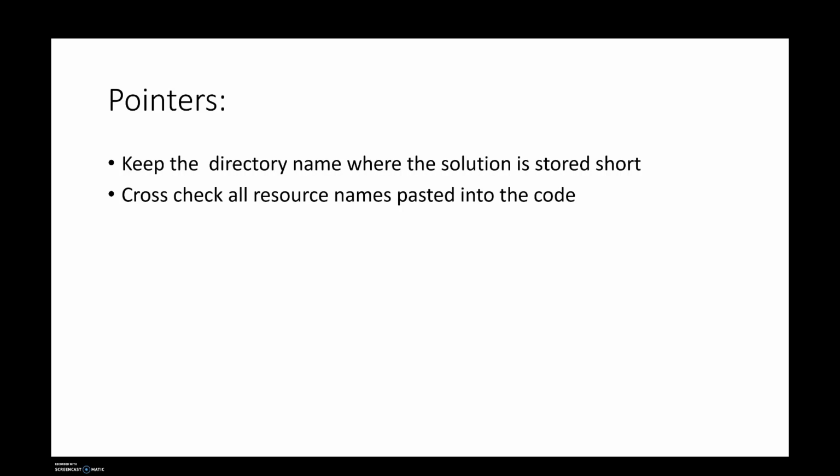And the second pointer is, if at any point while you're deploying your resources, or while you're running either of your two solutions, you see errors or you're not seeing the events being generated, please go and cross-check that all the parameters pasted into our code in Visual Studio are actually the names you've given your resources. If there's a mismatch, obviously it's not going to work. So cross-check these two and you should be fine.